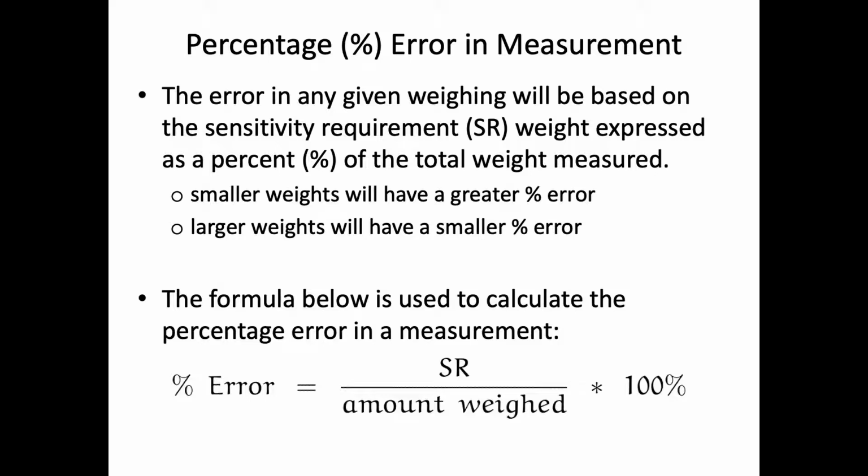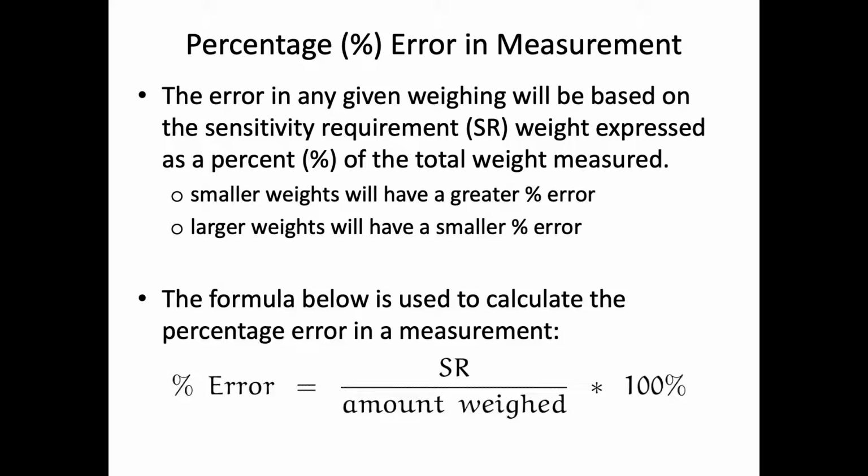That would be really bad. But what if we were weighing 1 gram? 1 gram is 1,000 milligrams. So our 1,000 milligrams could be off by 6.7 milligrams. Well, 6.7 doesn't seem like a lot compared to 1,000. It's much smaller. So realize, the smaller you weigh, the greater the percent error from this fixed error in your sensitivity requirement. Larger weights have that same amount of error, but it's a smaller percent of the total weight that you're measuring.